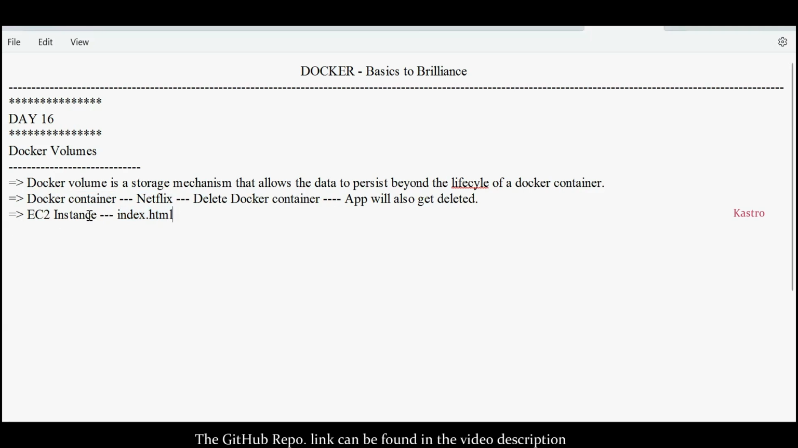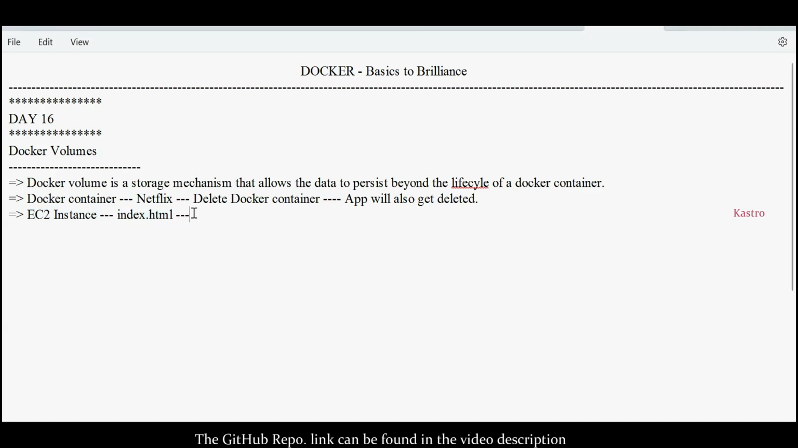But let's assume that I am going to terminate this instance. Now, when I terminate the instance, what will happen to this data which is available inside the instance? This file will also get deleted. Now, even if I terminate the instance, I want the data inside the instance to be available.